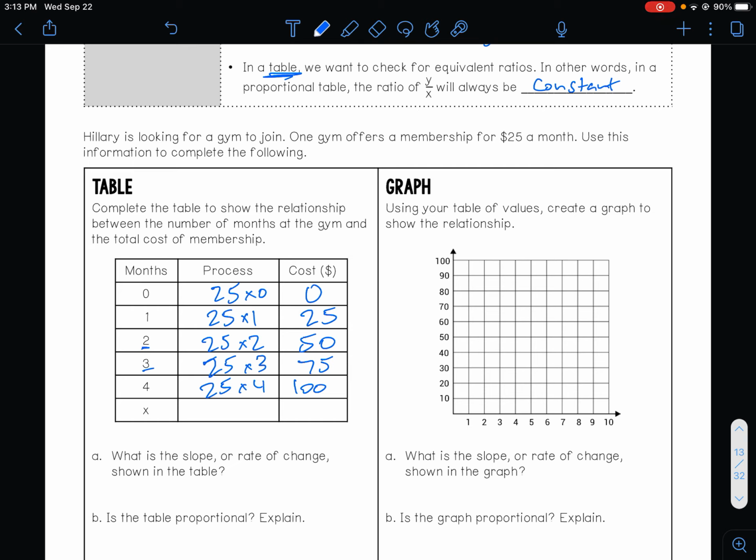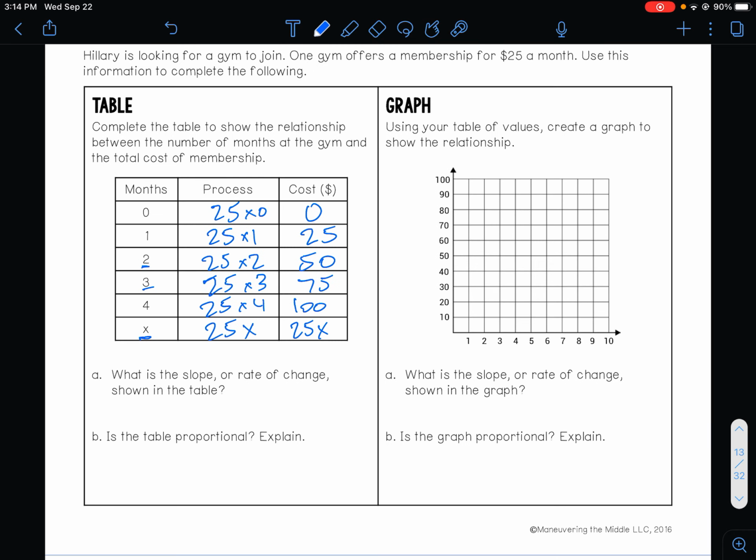So at x months, how would I figure it out? Well, take a look at what I did here. 25 times 0, 25 times 1, 25 times 2, 25 times 3, 25 times 4. How about 25 times x? Now, you don't want to write times x because that looks like 25xx. Normally when you multiply 25 and a variable, you just write 25x. So what would the cost be? It would be 25x.